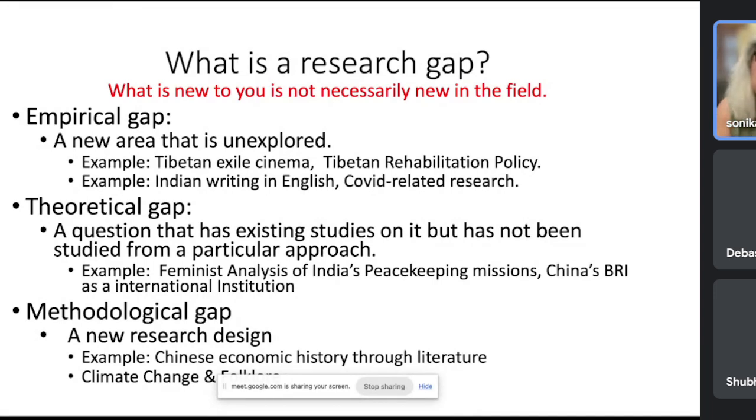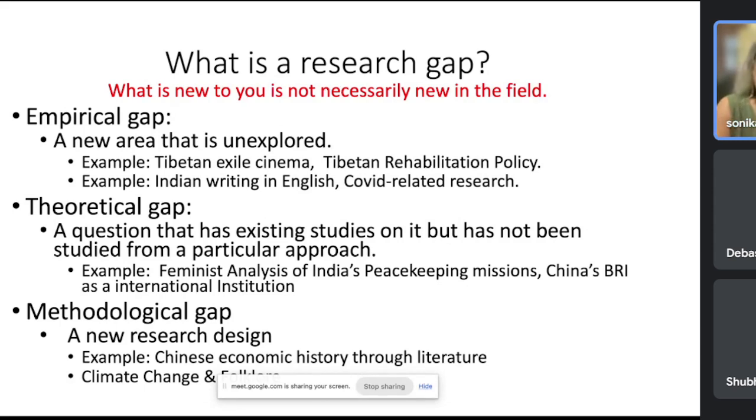Other examples, not from my field, could be when I was a student, Indian writing in English in the 1980s was a very big field because there was very little being written on it till the 80s and early 90s. Or something more recent, COVID-related research. So, for example, you want to look at the impact of, let's say, school attendance post-COVID. You want to look at impact of office attendance post-COVID. So these are areas that are so recent. These are phenomena that are so recent, there will be an empirical gap. But an empirical gap cannot be read back into history.